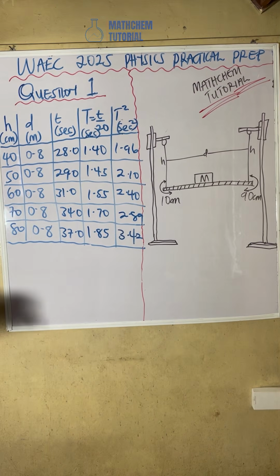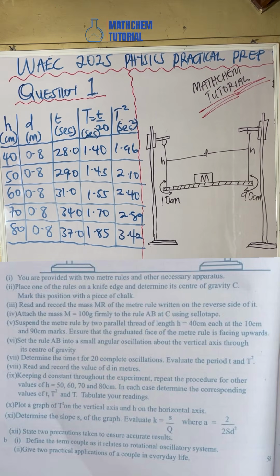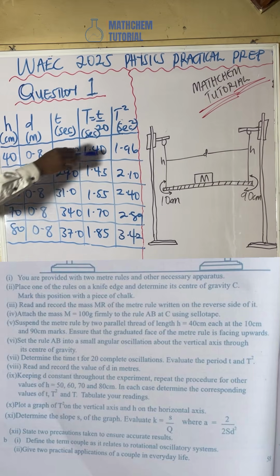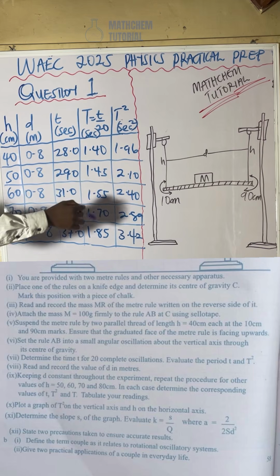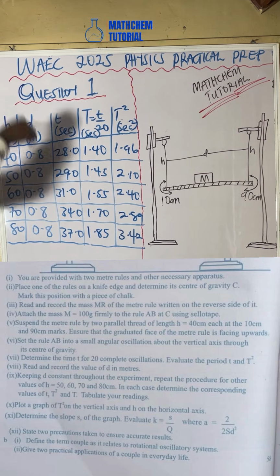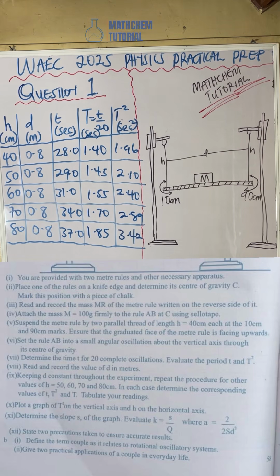In your question, you will see they wrote X. That X means instruction for you to follow. So that one says that you should now plot a graph of T square. That means plot these values on the vertical axis. And vertical axis means what? A straight line like this is the vertical axis. And then h on the horizontal axis.